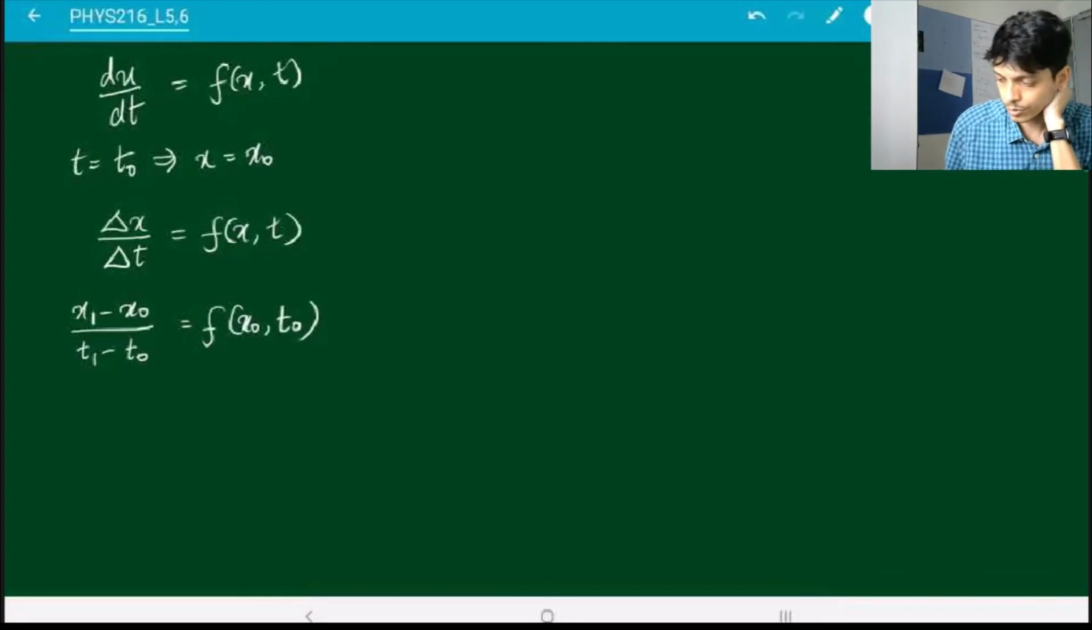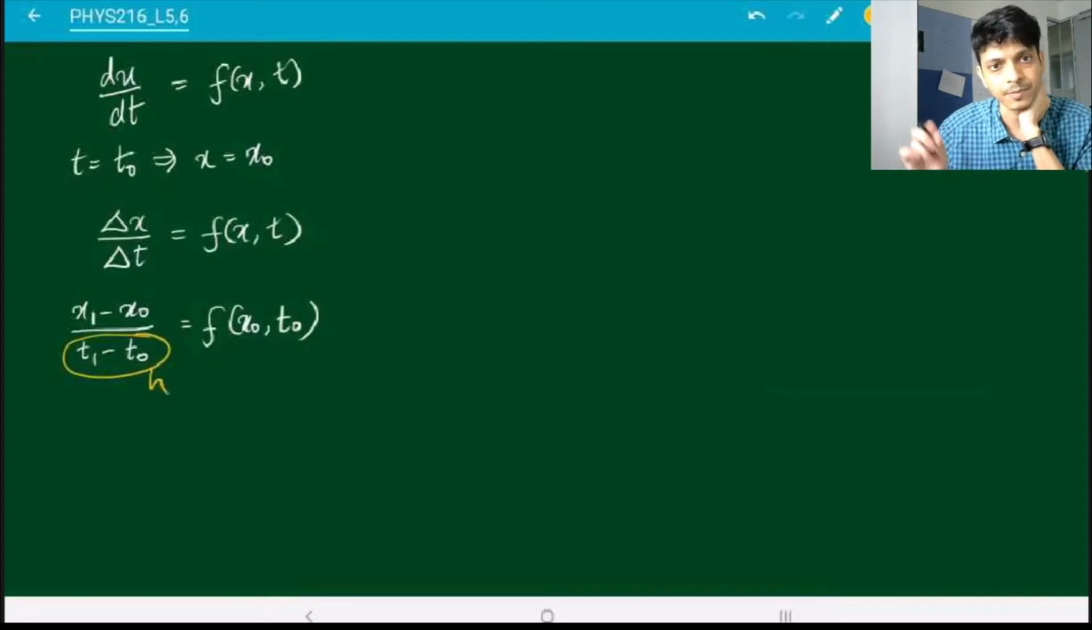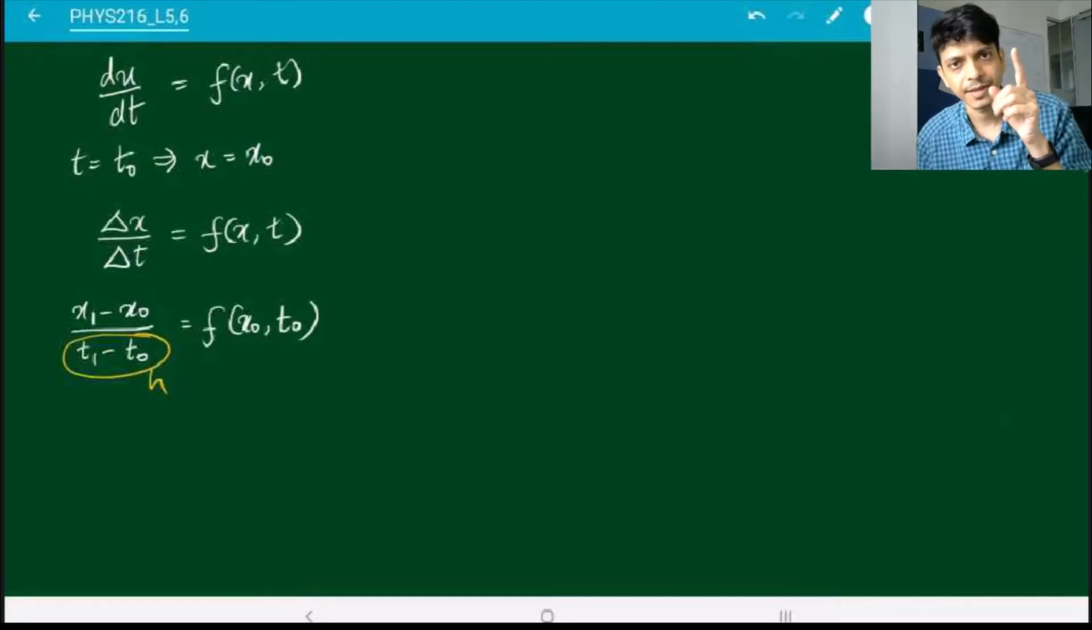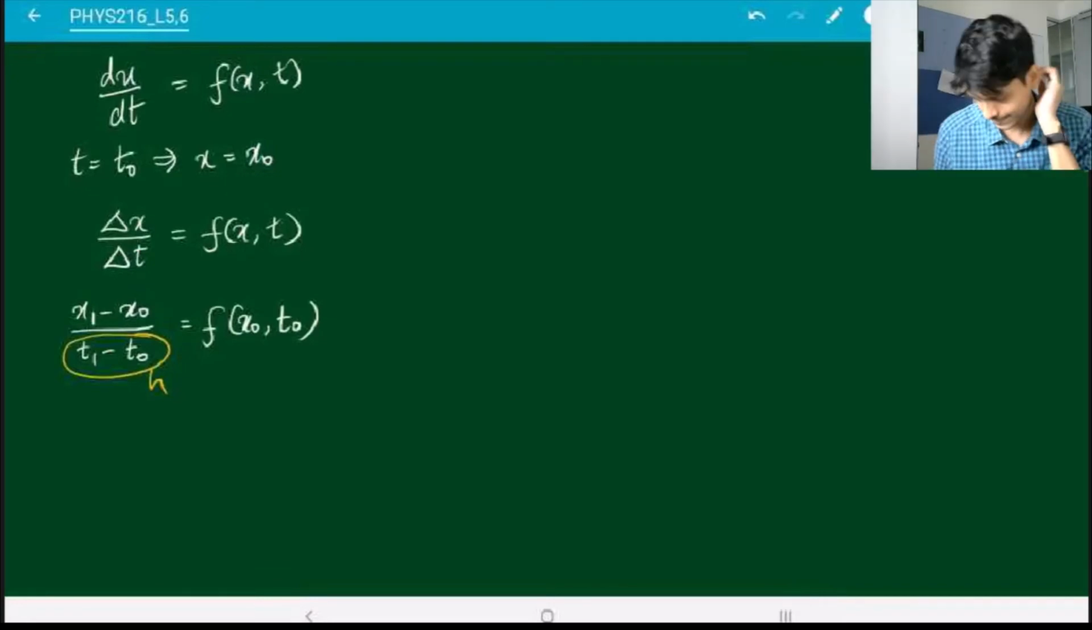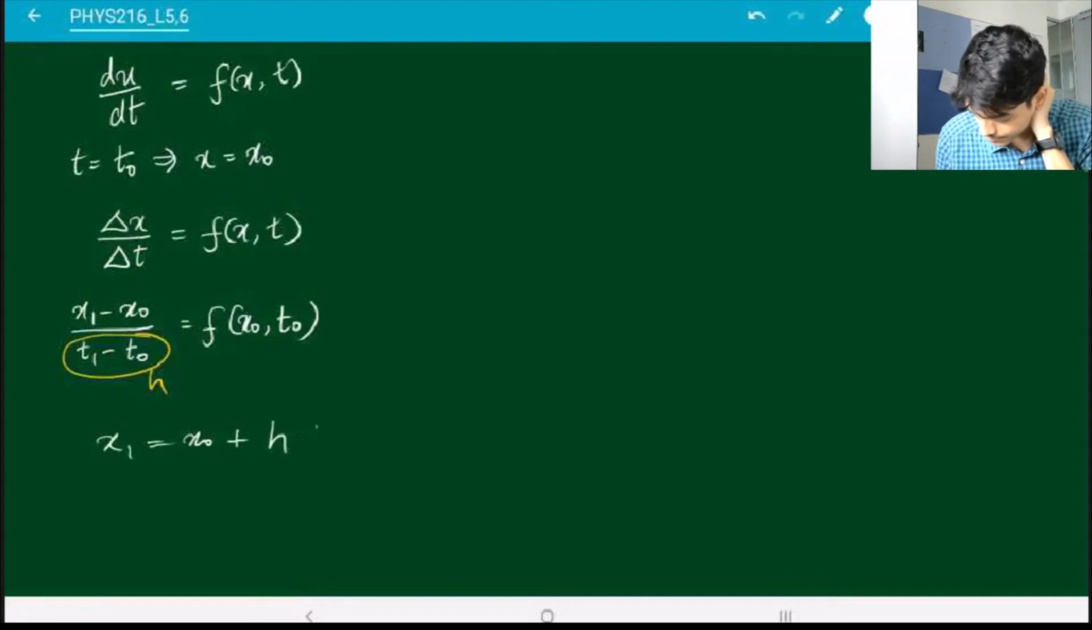Or in other words, notice that t1 minus t0 is just h. It is just the difference between every two consecutive time steps. By the way, I want to clarify, I'm calling it time, but it doesn't have to be time. In general, it's any one independent variable and one dependent variable. Time is a common example, that's why I'm taking the derivative with respect to t. In general, you can have dy by dx or whatever. So what we have from here is x1 is x0 plus h times f of x0, t0.